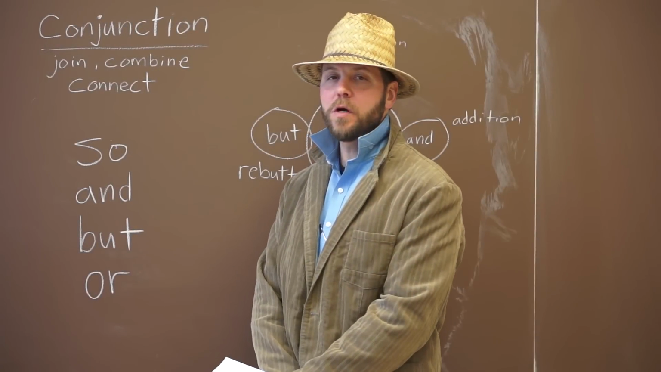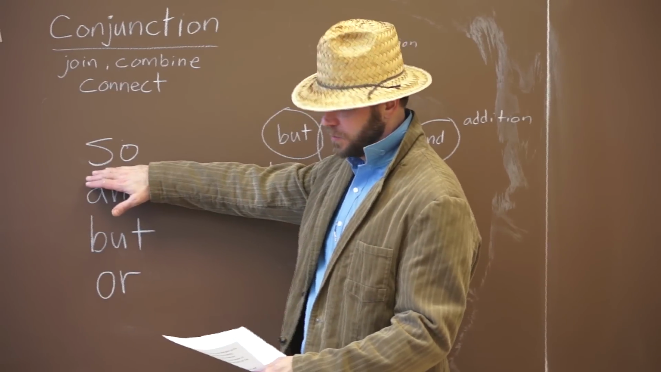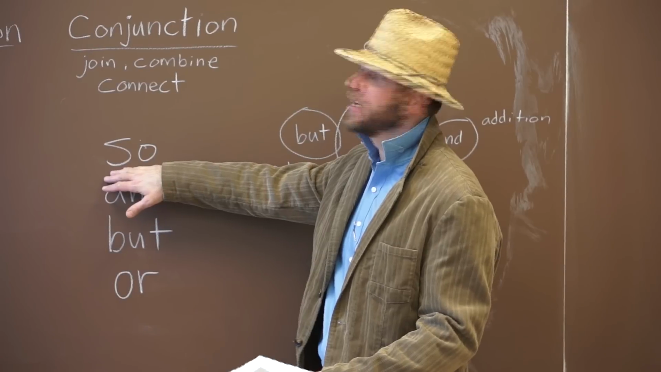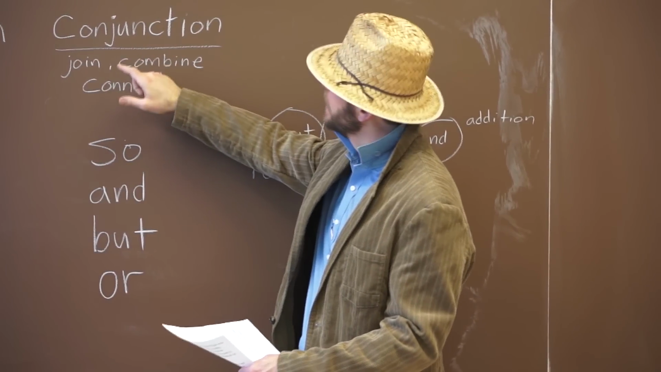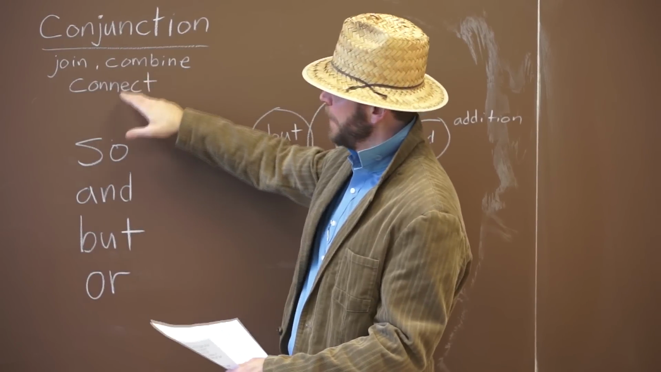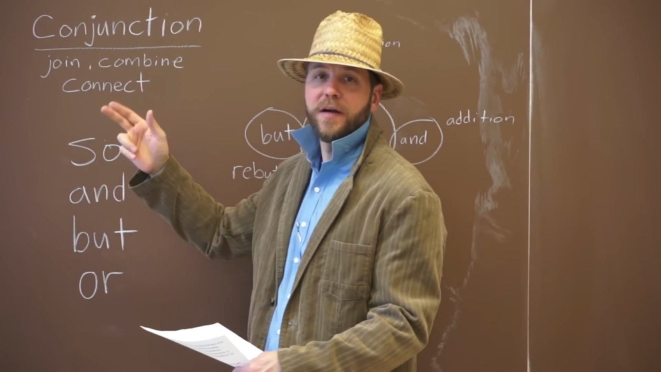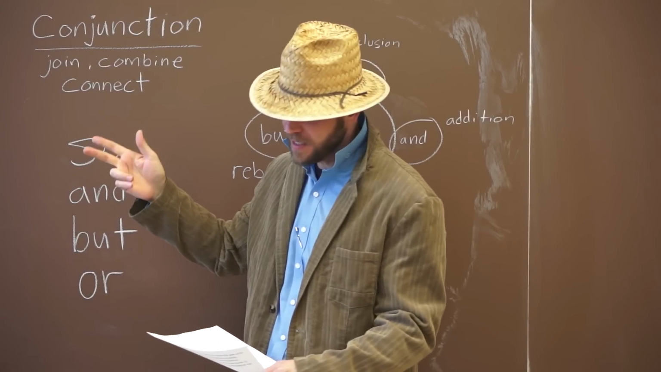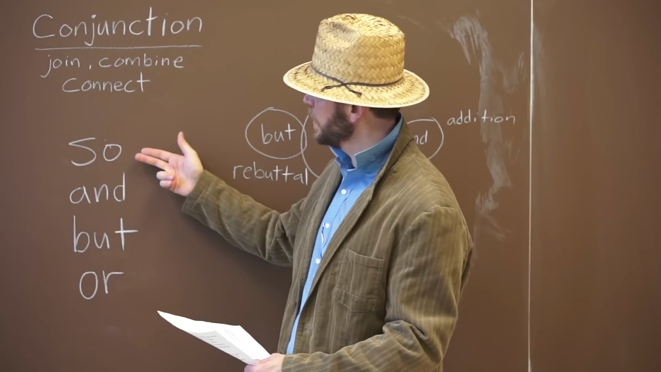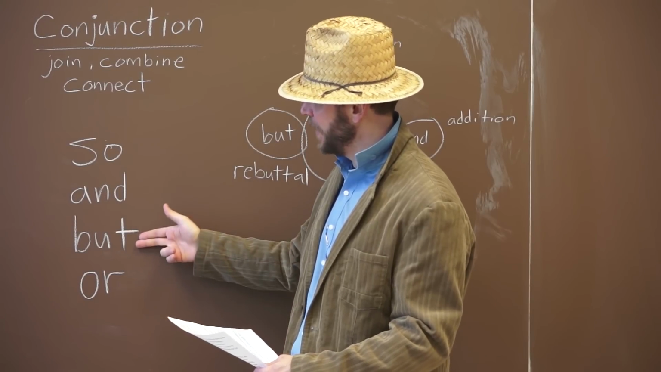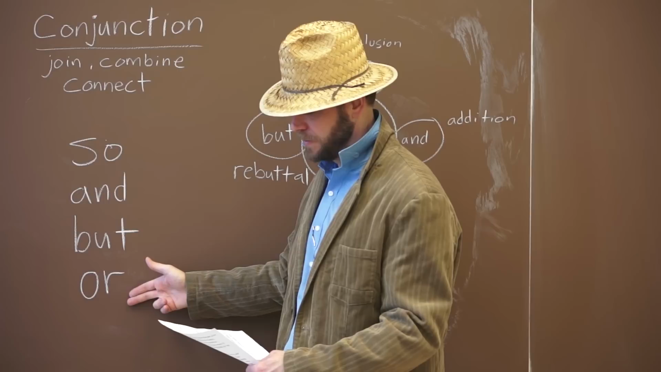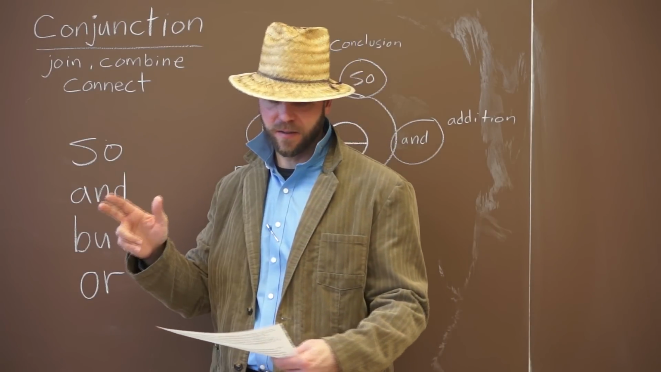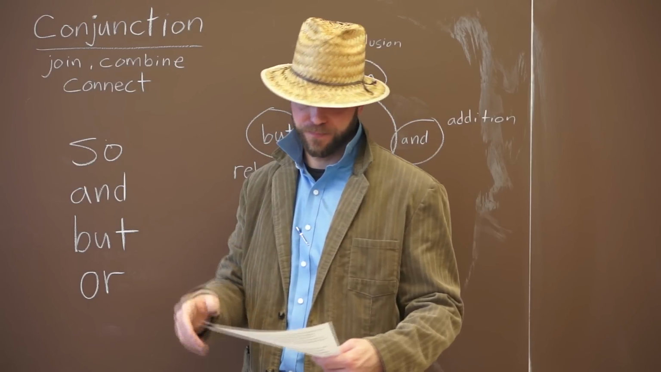And what type of word is so? Yes, it's a conjunction. And conjunctions join, combine, connect words, phrases, clauses, sentences, and ideas. And the big four conjunctions are so, and, but, or. Does this way of speaking sound familiar at all to you?